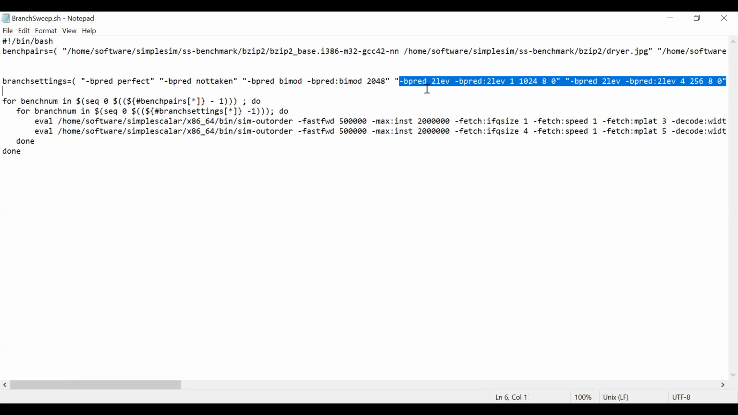If you don't remember 2-level branch predictors, that's okay. Part of the first writing assignment is to read the paper that introduced them.